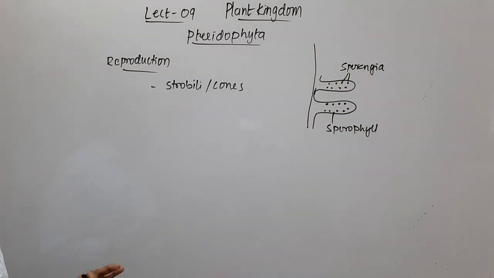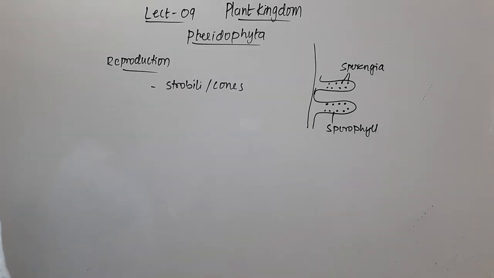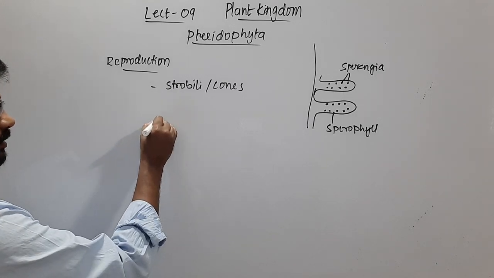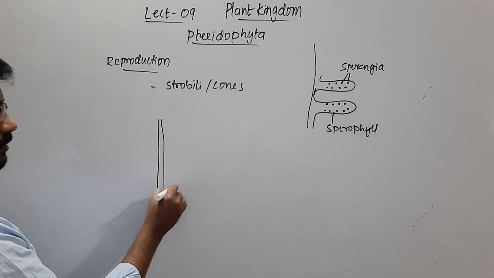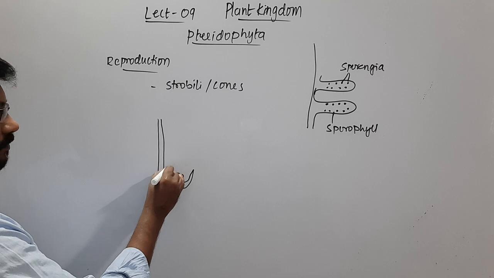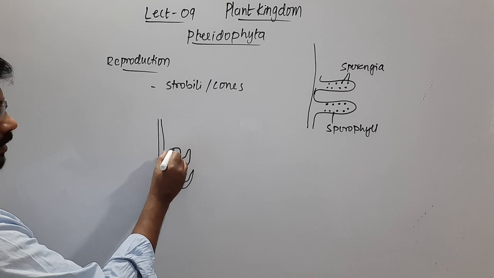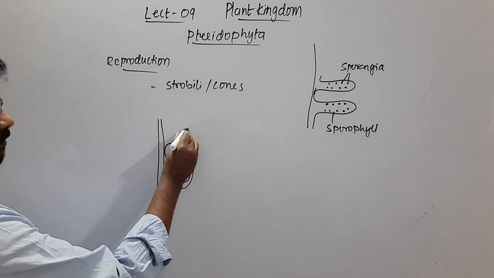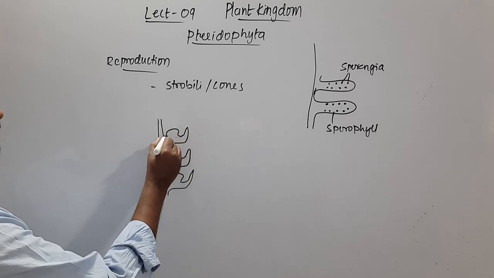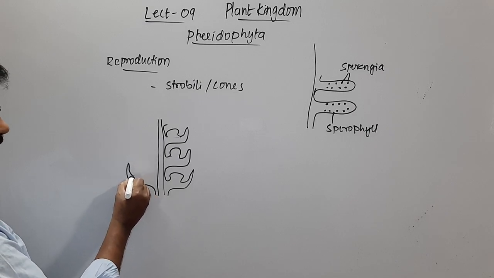Now these sporophylls, in higher groups of pteridophytes, form something called strobili or cones. The singular is a strobilus. So this is how a strobilus looks.